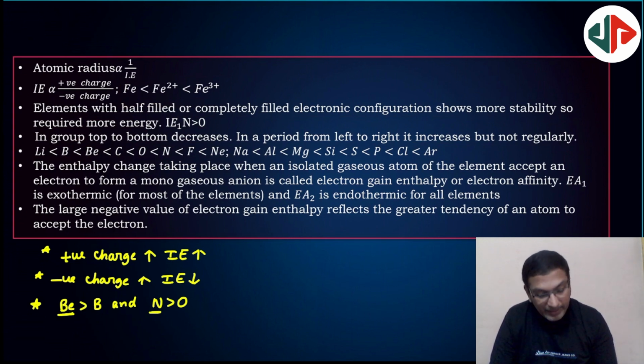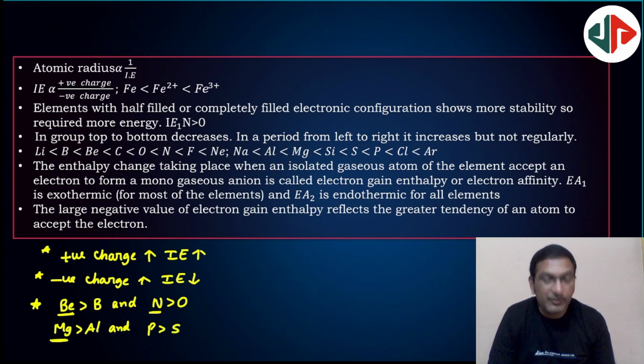Next, in the third period, aluminium and magnesium is an anomalous pair. Sulfur and phosphorus is another anomalous pair. Similarly, magnesium has more ionization energy when compared to aluminium, and phosphorus more than sulfur. Magnesium has a completely filled configuration, phosphorus a half-filled configuration. Remember these four pairs in second period and third period elements.